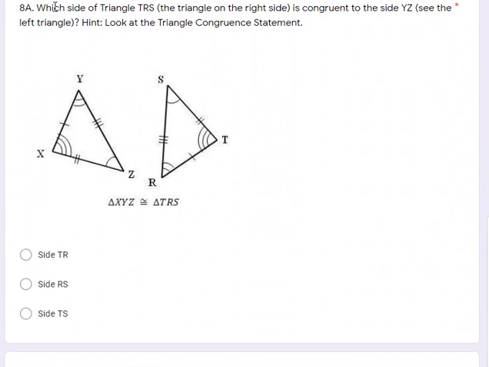Number 8a, which side of triangle TRS, TRS is this triangle here, is congruent to the side YZ, which is in the left triangle? Look at your triangle congruence statement. So, is side TR congruent to YZ? Is side RS congruent to YZ? Or is side TS congruent to YZ?